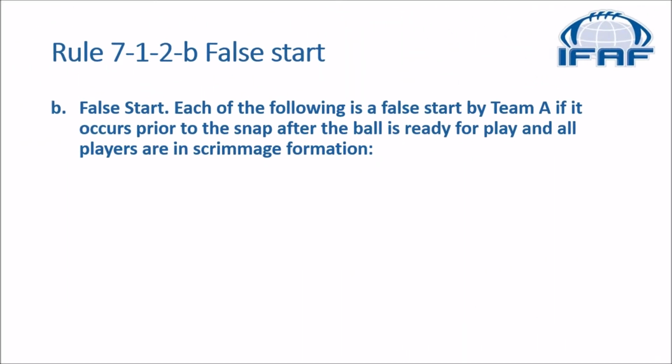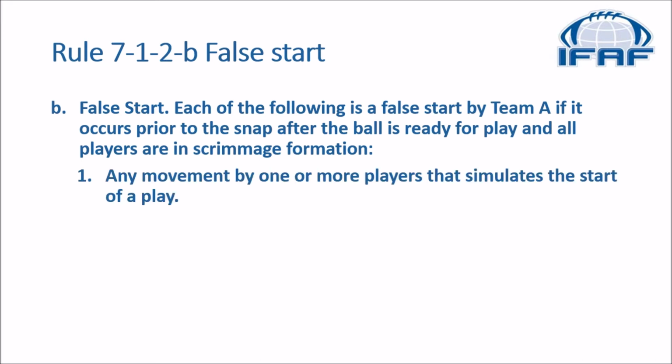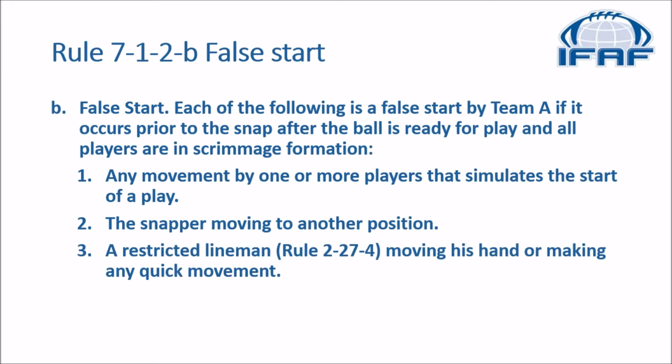In the rulebook, we go to Rule 712 dealing with false start. Each of the following is a false start by Team A if it occurs prior to the snap, after the ball is ready for play and all players are in scrimmage formation. 1. Any movement by one or more players that simulates the start of a play. 2. The snapper moving to another position. And 3. A restricted lineman according to Rule 227.4, moving his hand or making any quick movement.